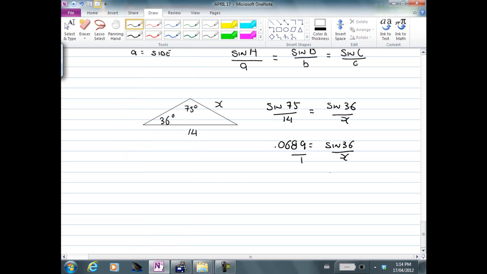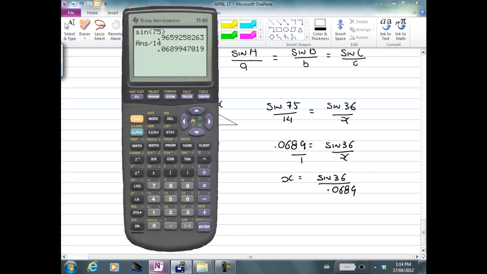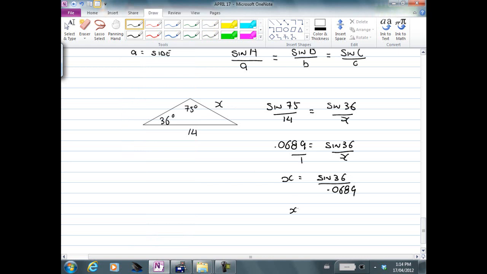Guys, girls, a lot of you like to cross multiply. You can go ahead and cross multiply right now and solve it. If I cross multiply or isolate for x, I get x equals sine 36 over 0.0689. Okay? So I just cross multiplied and did one extra step. You should be able to follow along. And that gives me sine 36 divided by 0.0689, 8.53. So this missing side is 8.53.